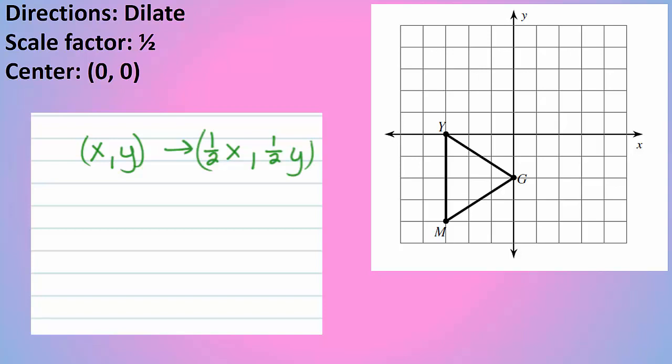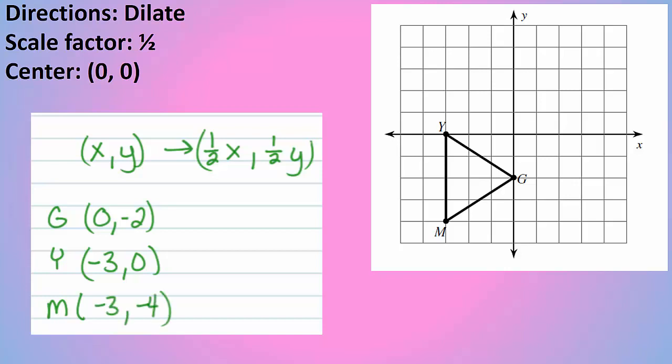So G is found at (0, -2). Y is found at (-3, 0). M is found at (-3, -4). Now that I've found all of my ordered pairs, I plug them into my rule.